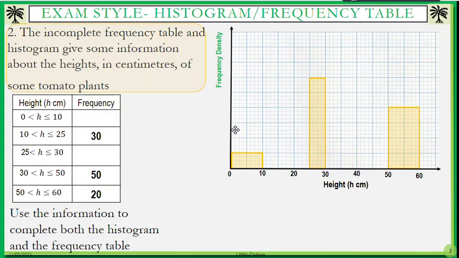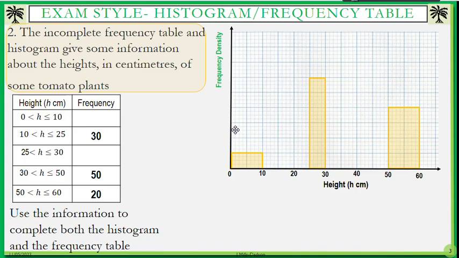Hello, welcome back. This is another example of an incomplete histogram and frequency table. So here we have an incomplete frequency table and histogram that give information about heights in centimeters of some tomato plants.